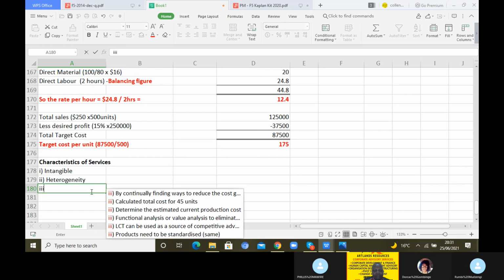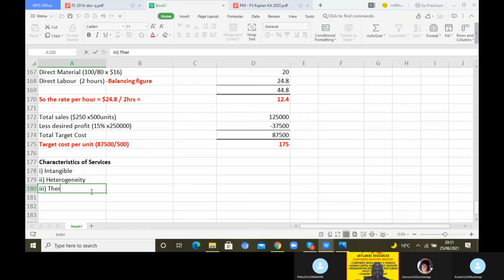Another characteristic of service is that there is no transfer of ownership. If I buy water from a supermarket, I will be given the bottle of water. But when I'm teaching you, you can't take it away from me. You can only learn from me, but whatever I'm teaching you, I still retain it. So with services, there's no transfer of ownership.